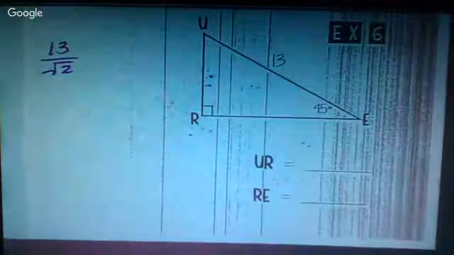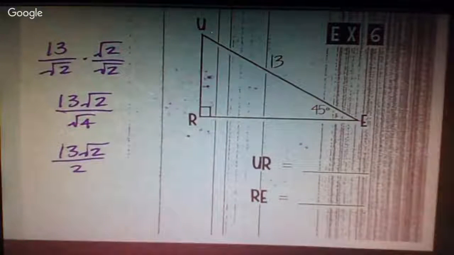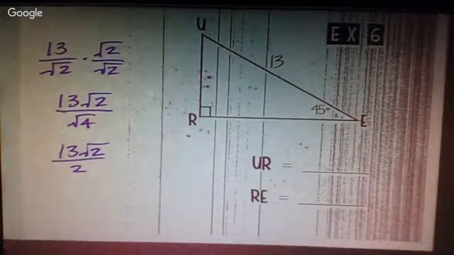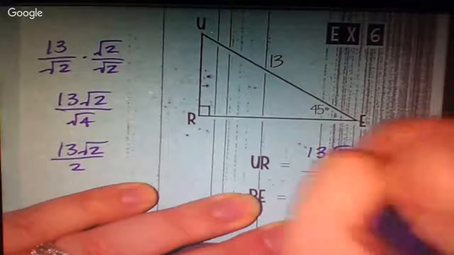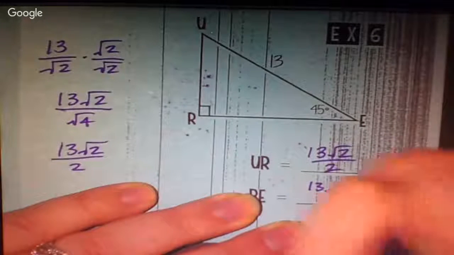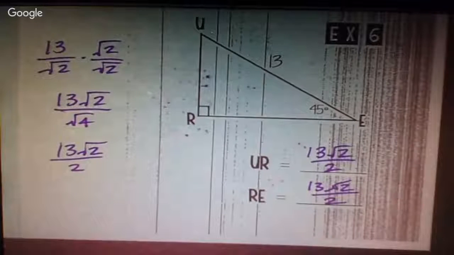Okay. Down at the bottom, they give you the hypotenuse. So to get my legs, I need to divide by the square root of 2. I then need to rationalize the denominator. So you get 13 square roots of 2 over the square root of 4, which becomes 13 square roots of 2 over 2. Can you reduce 13 over 2? Not without getting a decimal, so you leave it. Okay? So 13 square roots of 2 over 2. Okay. So that's how we do that? Yes, just leave it just like that.